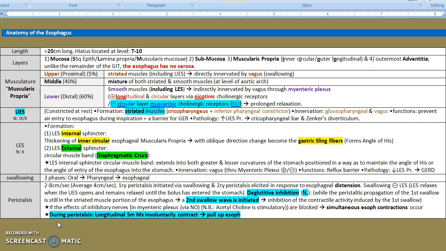Just bear in mind that during peristalsis, the longitudinal smooth muscle layer involuntarily contracts and pulls the esophagus upwards.